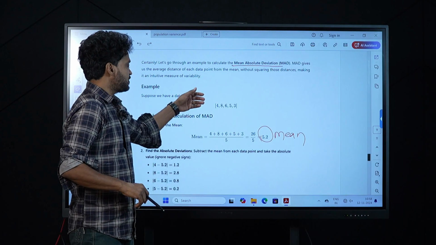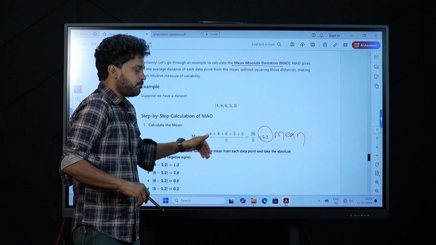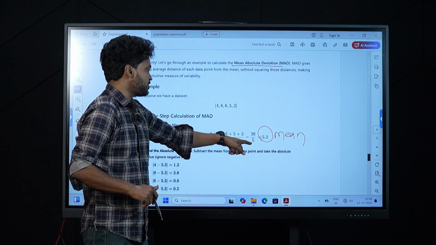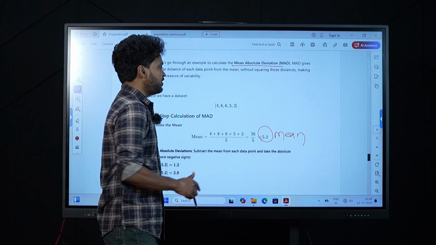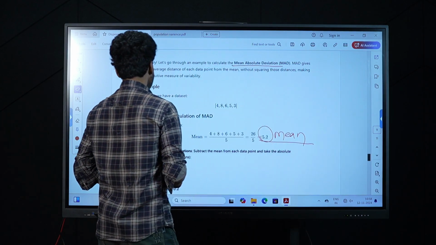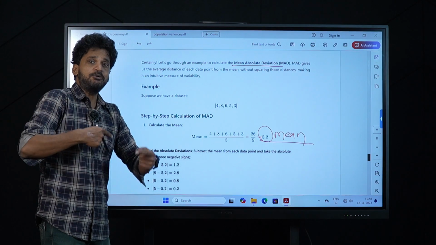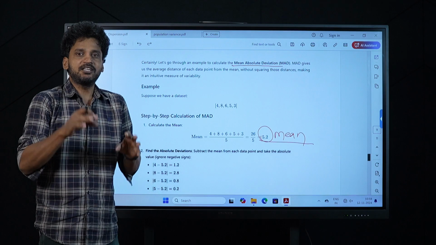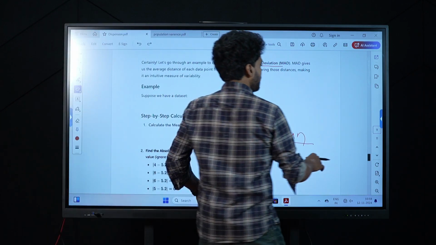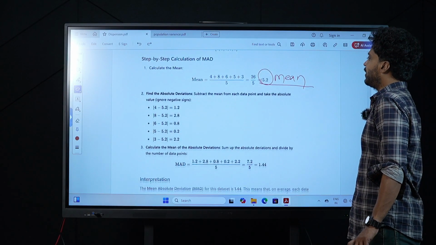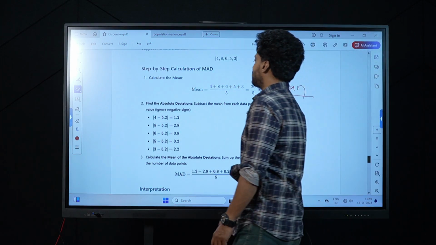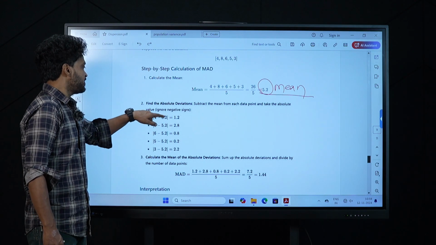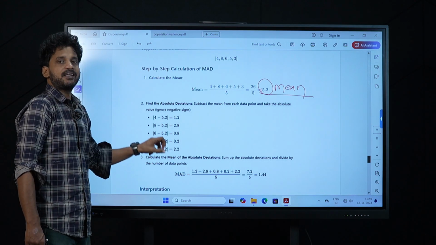Mean is the sum divided by the total data points. Sum is 26, data points is equal to 5, that is equal to 5.2. 5.2 is the actual mean. Now we just need to find out the absolute deviations. What is an absolute deviation? Absolute deviation is the deviation without the negative sign. In order to avoid a negative sign, we are going to subtract and mod it. This mean should be subtracted from every data point.